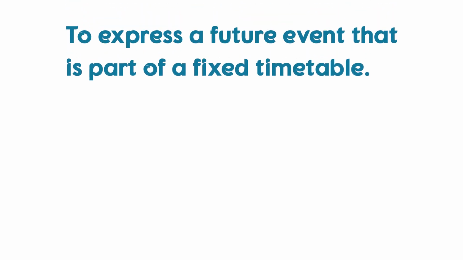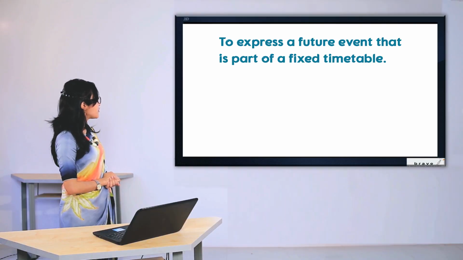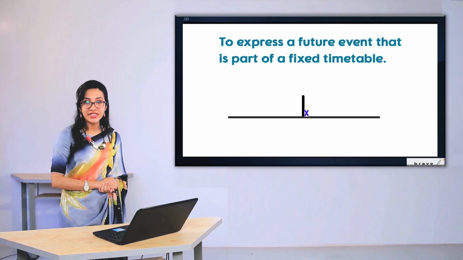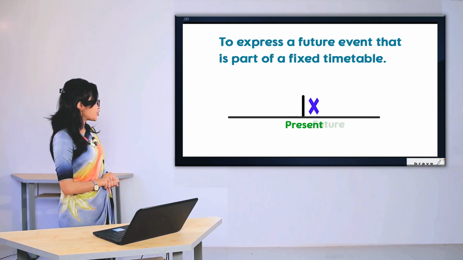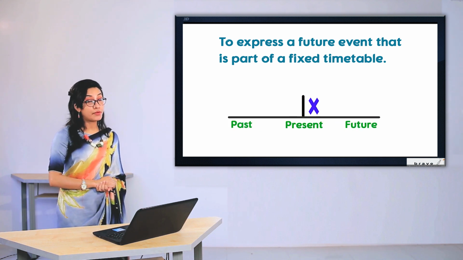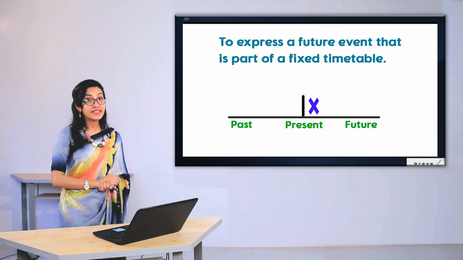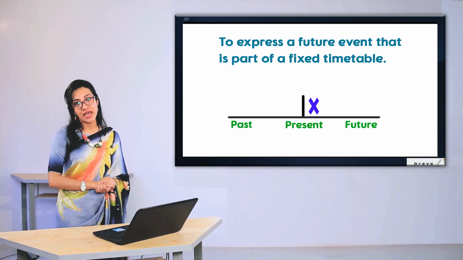Now this is another example of using simple present tense. To express a future event that is part of a fixed timetable, we usually use simple present tense. So we can see in the picture that the event that is going to take place will be in the future, but it is a part of a fixed timetable.